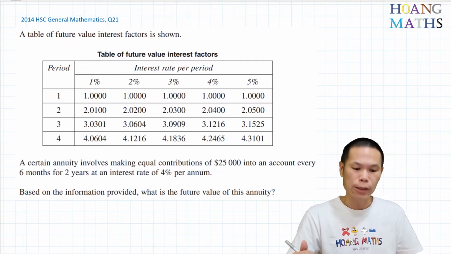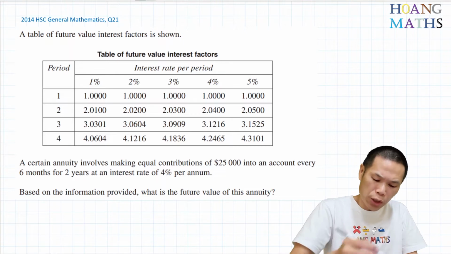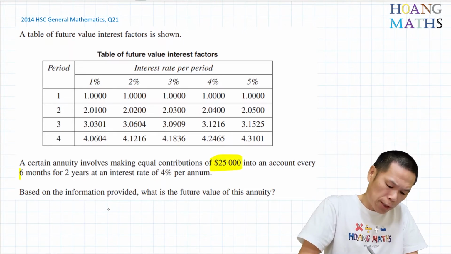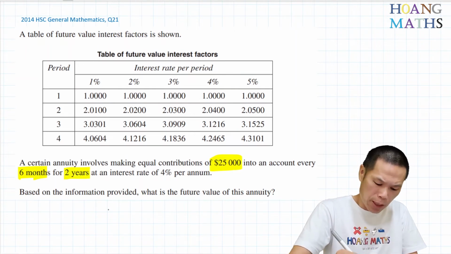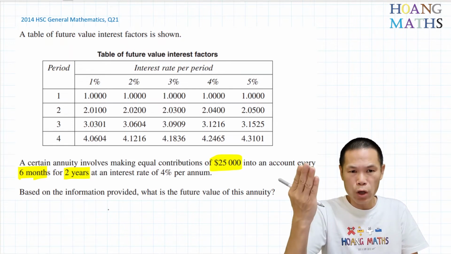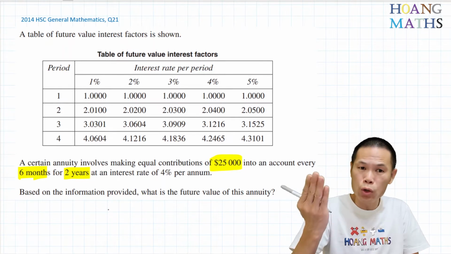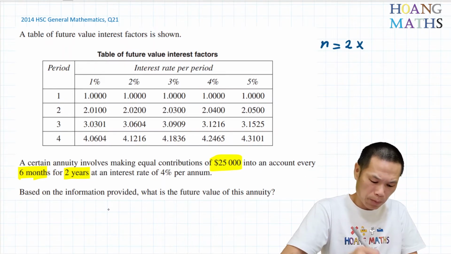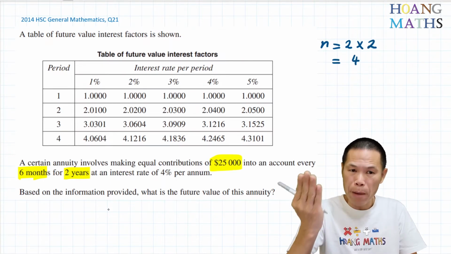So let's get into this. First of all, we know that the regular contribution is $25,000 every 6 months for 2 years. Every year we make 2 regular payments because we contribute every 6 months. So in 1 year we have 2 lots of 6 months, so N equals 2 times 2. That means we make 4 regular payments.